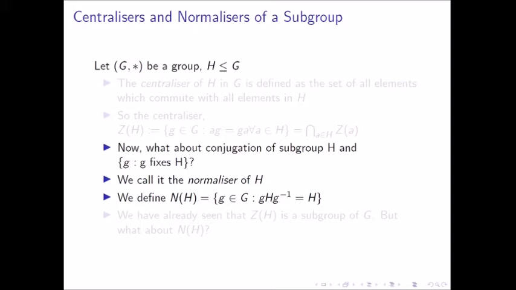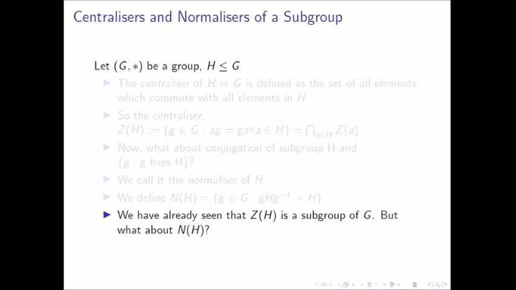So clearly if h is an element of H, then h belongs to N(H) because hHh⁻¹ turns out to be H. Also there might be additional elements, and as I said, for normal subgroups N(H) turns out to be the whole of G.